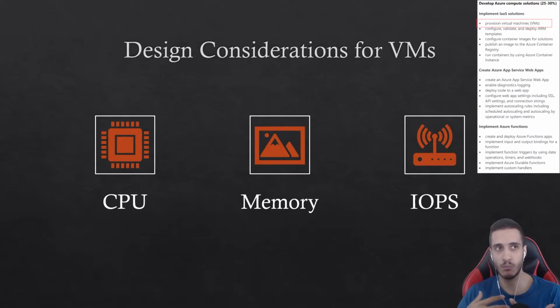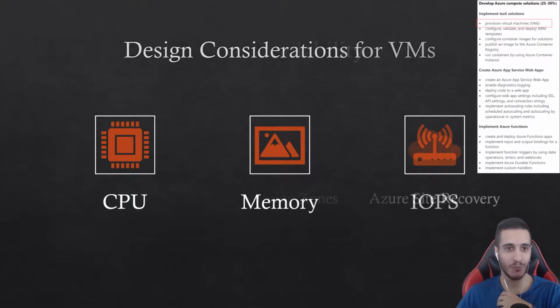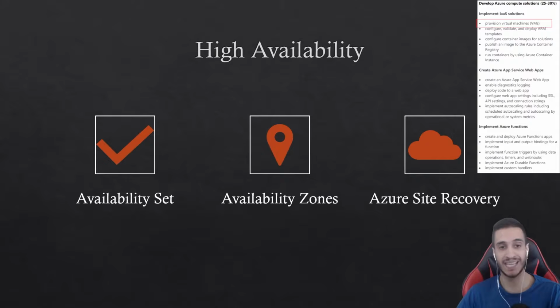IOPS is nothing more than just a unit of measurement for the SSD and the HDD. So those are the three things that you need to take into consideration as a developer if you want to develop applications on a standard IaaS virtual machine, which is, by the way, never a good idea. Moving on, the second topic I want to talk about super quick here is just high availability. Again, as a developer, when you are developing applications on a VM, which is not a good idea, you need to think about high availability.